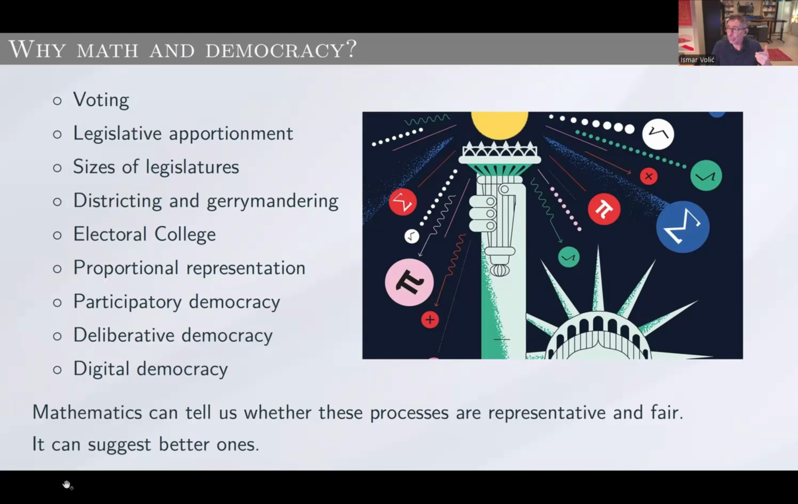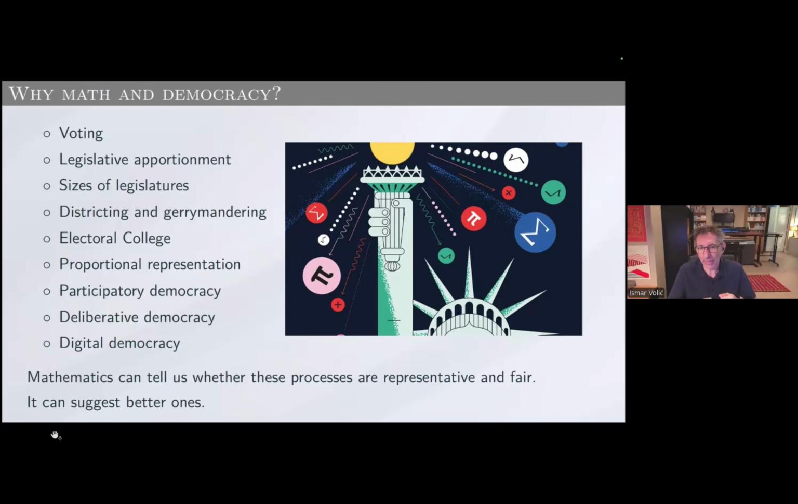Well, once you observe that mathematics is relevant, you might ask, are we using the best possible mathematics to achieve the most representative and fair outcomes? Because you can use different kinds of math to run these processes. And that's really what this talk is about, how the choice of mathematics that we use for these democratic mechanisms can really affect outcomes significantly. And math can also suggest which processes might be better so that we achieve outcomes that we regard as desirable or fair or representative.